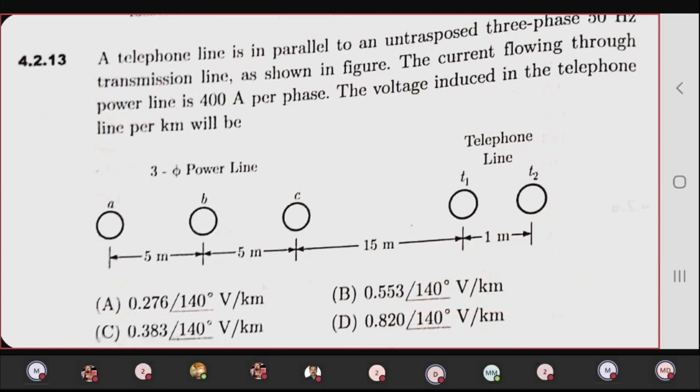So for three phase, it is 314. In single phase, we may calculate as 377. But in the case of three phase, it is 314. So the lambda value is 0.0176 × 10^-4 × 10^3 at an angle 140. So finally, you got 0.553 at an angle 140.